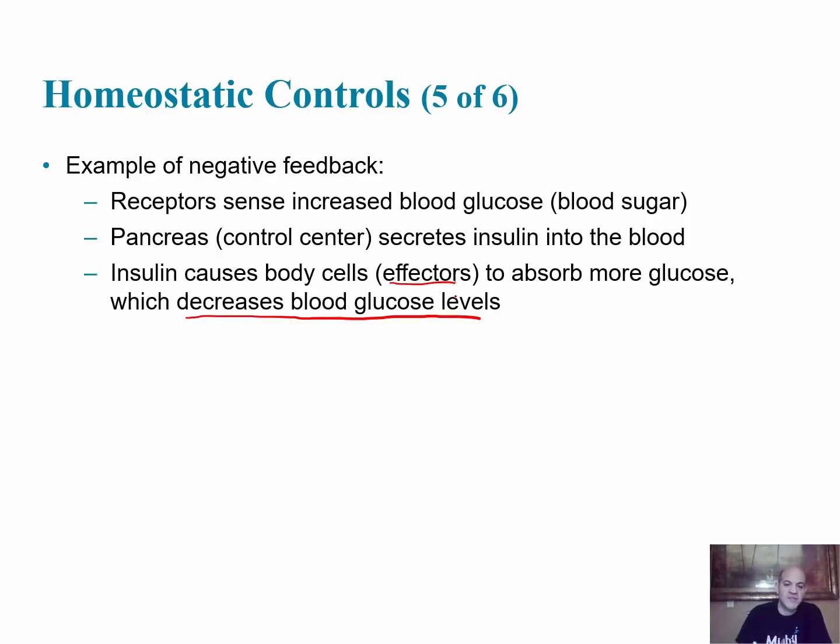There's another hormone that's involved in this process that does the opposite. It's not mentioned here, but it's called glucagon. And so if you haven't had a meal in a while and your blood sugar level is dropping, glucagon has the opposite effect, telling those effector cells that took in the sugar to now release it.